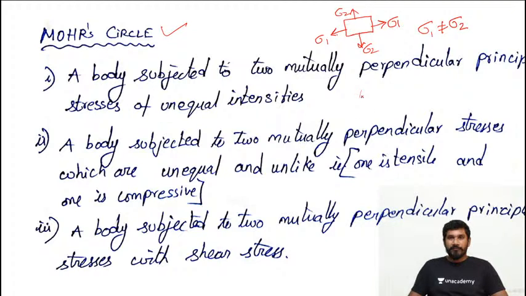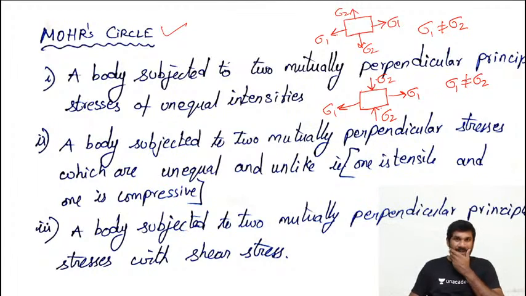Same way, the second one, when a body is subjected to two mutually perpendicular stresses which are unequal and unlike. Right. So unequal and unlike means sigma 1 and sigma 2, that is, sigma 1 is not equal to sigma 2.